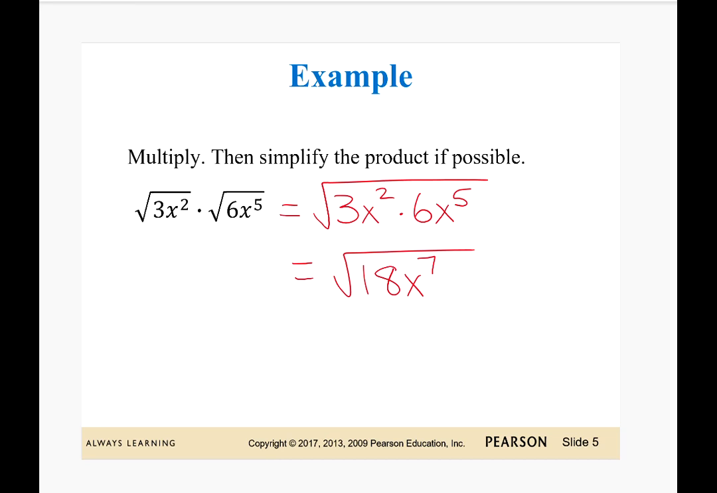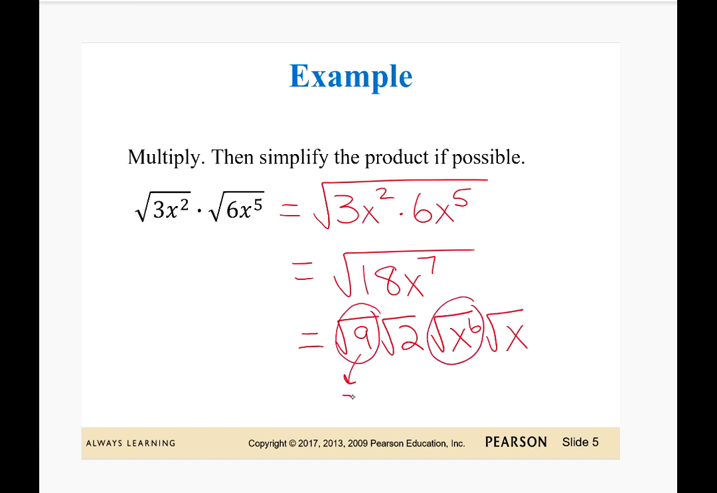Can we simplify this? 18 we can break down as 9 times 2, and x to the 7th we can break down as x to the 6th times x. These two are both perfect squares, so they're going to go in front. So that's 3, and then this would be x to the 3rd, and then our leftover radicand is root 2x. So there's our final answer, 3x cubed times the square root of 2x. Notice, same procedure. Multiply the two radicands and then simplify whatever that radicand is.